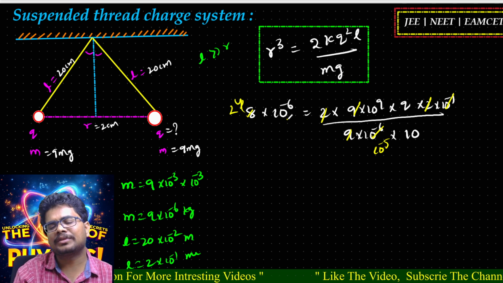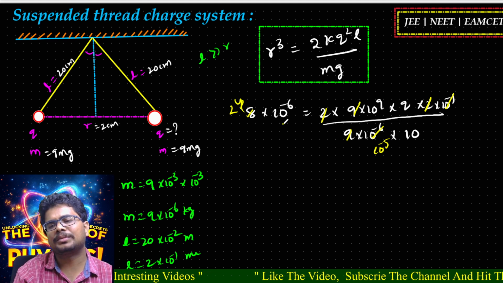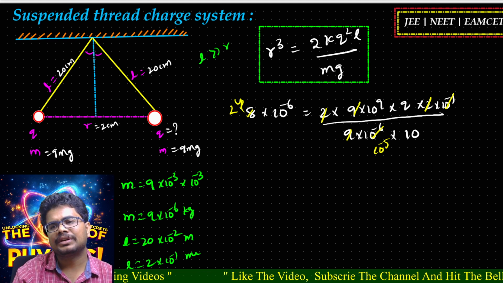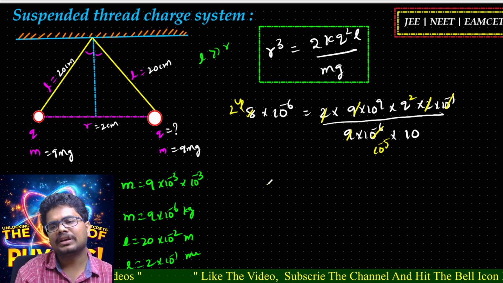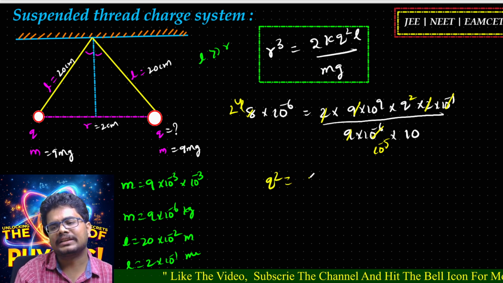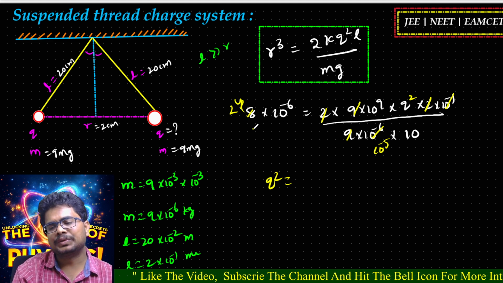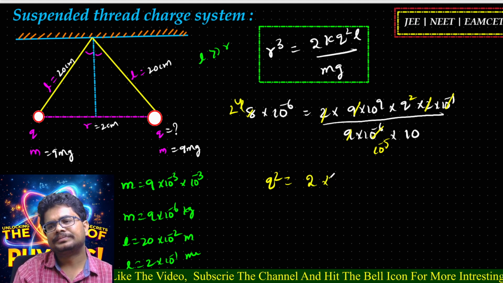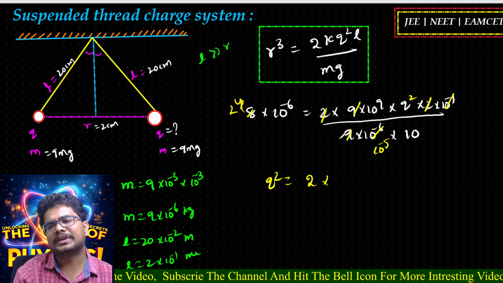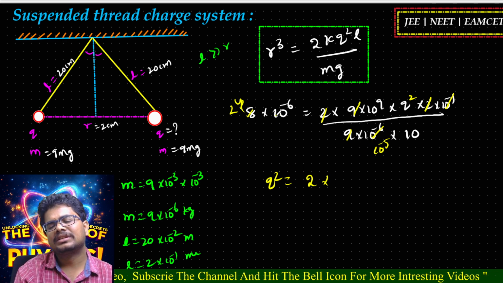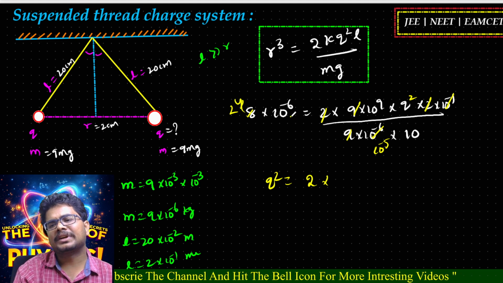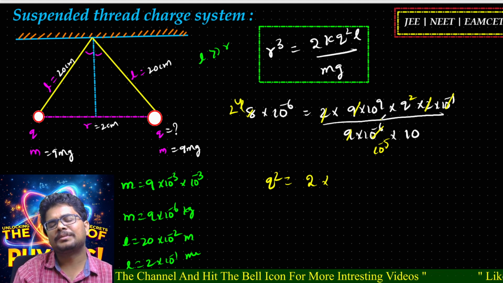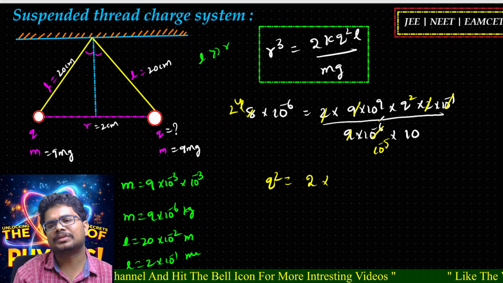If I take this 10 power minus 5 to this side, and take this 9 also to this side, it will come to the numerator with a negative sign. So this is q square, not q. Q square is equal to what we will get in this case. Here 1 2 is there. 2 into 10 power minus 6 into 10 power minus 5, how much? 10 power minus 11. 10 power minus 11 into 10 power minus 9, 10 power minus 20.